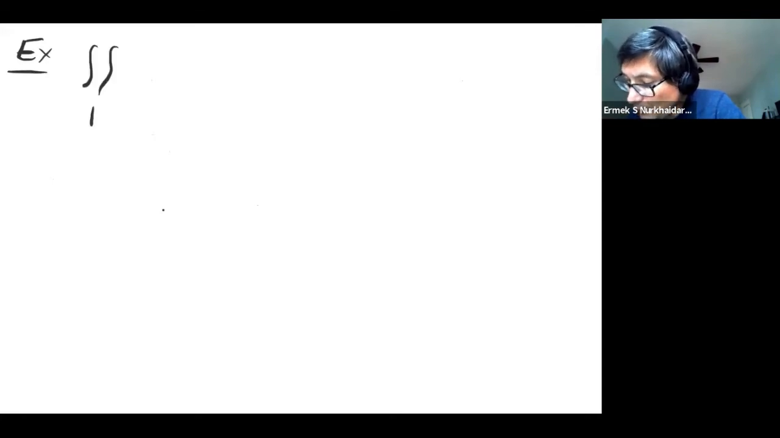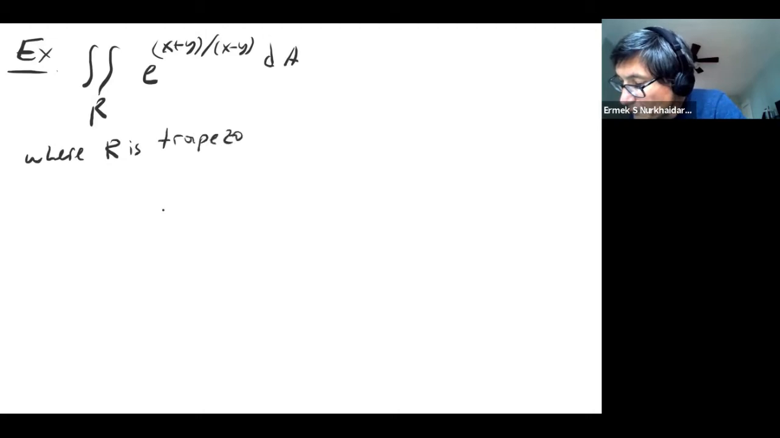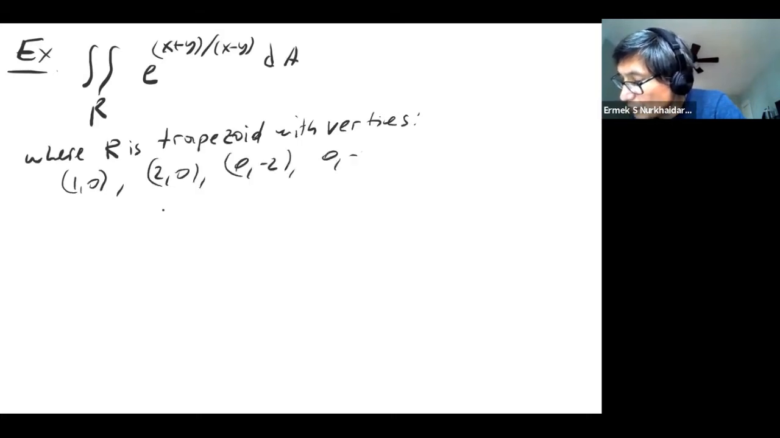Double integral of r e to the power of x plus y divided by x minus y, where r is the trapezoid with vertices (1, 0), (2, 0), (0, -2), (0, -1).